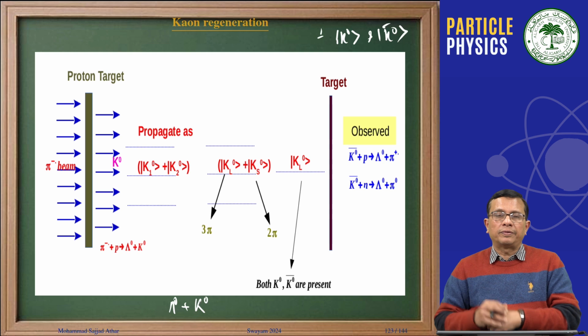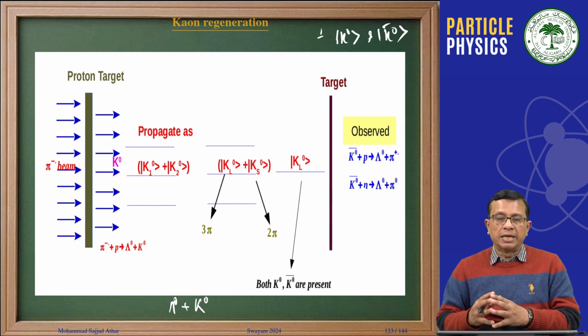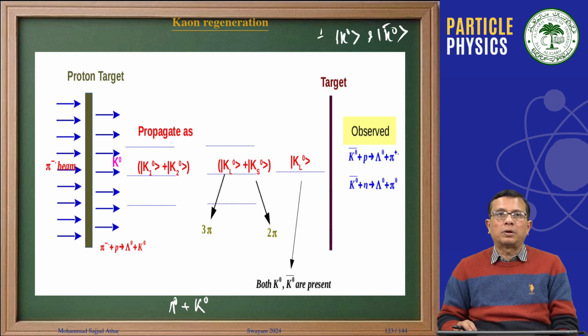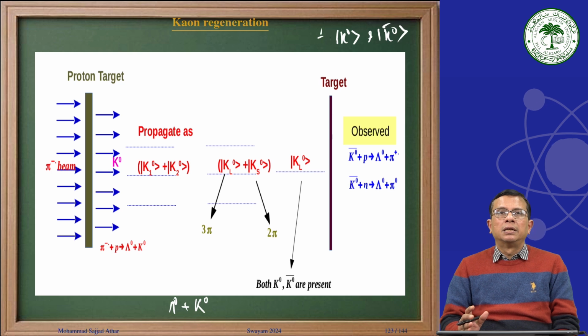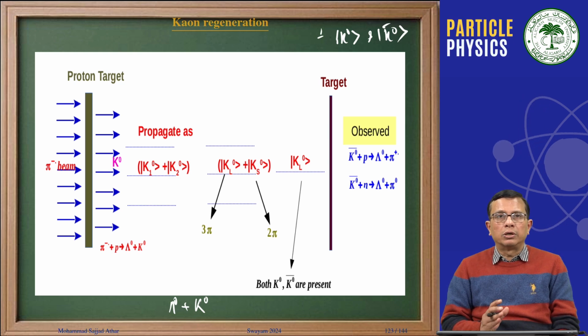The chances of this process will be very likely. And if you are observing these two processes, then that means a K0 has got converted into a K0 bar. This is what we know by the name kaon regeneration. And from here, I will then talk about how from the experiments it was concluded that CP gets violated in the neutral kaon sector.